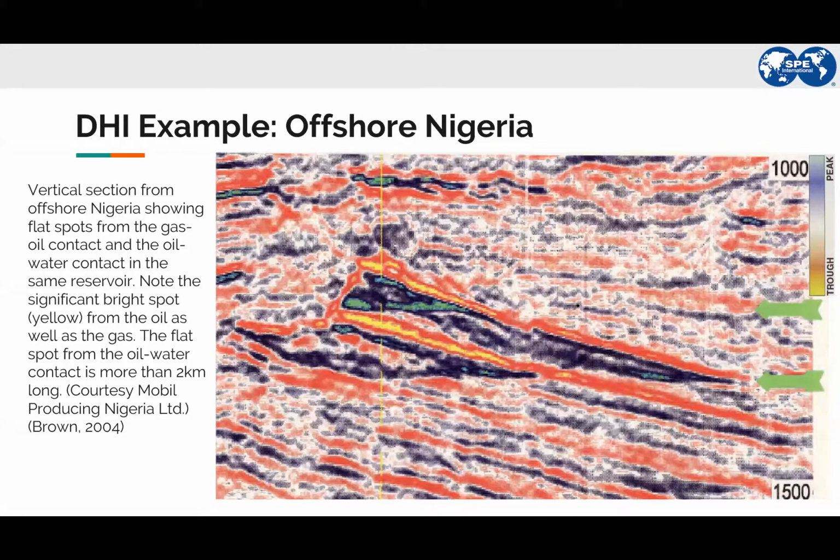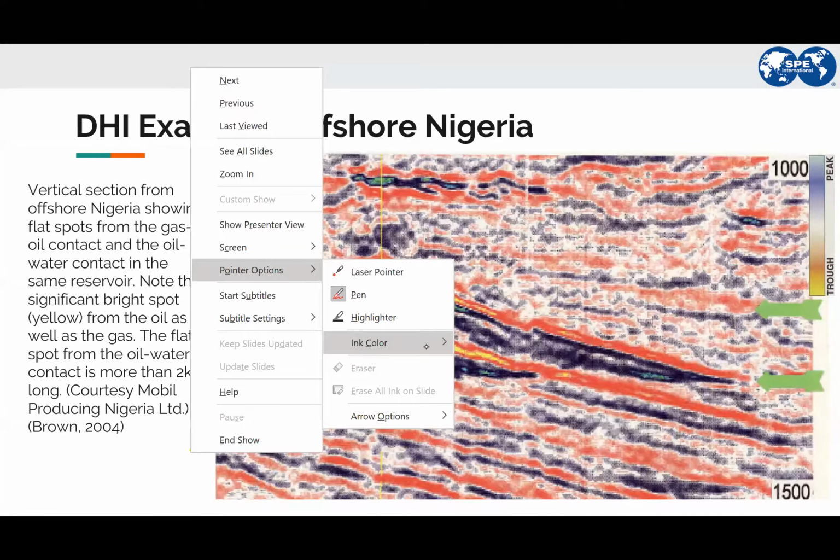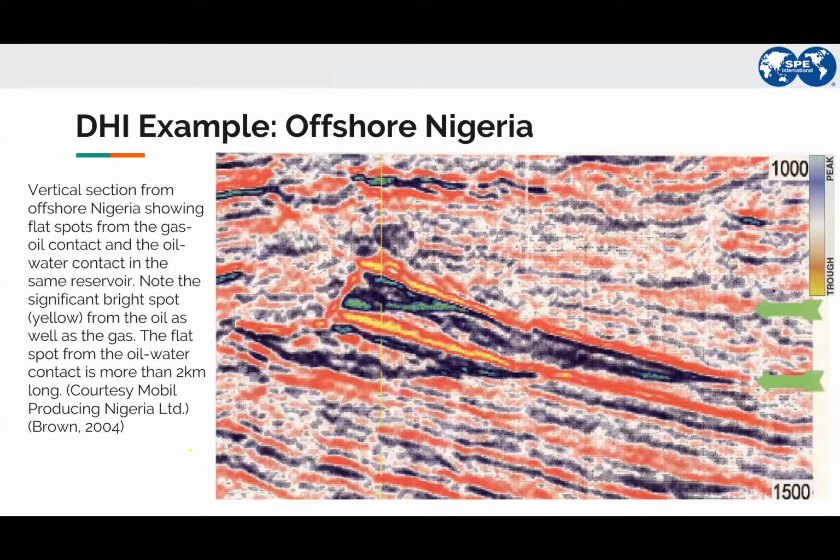So at the first arrow here, we have a gas-oil contact, right? The first contact, first arrow, and then at the second arrow we have an oil-water contact, right? So we have a bright spot even at the top of the gas here.